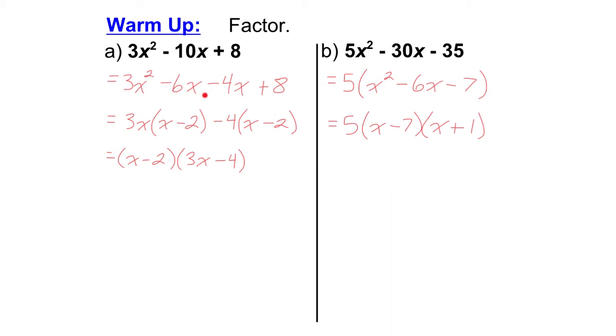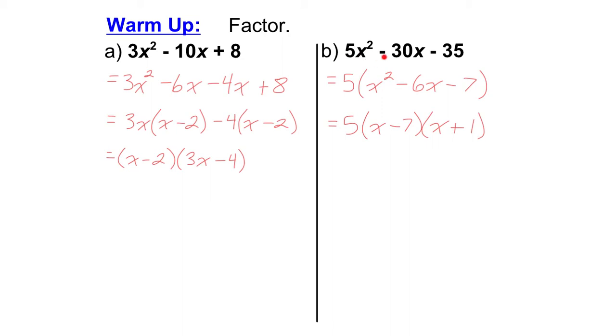Then factor by grouping. First two terms, greatest common factor is 3x. I'm left with x minus 2. Last two terms, the greatest common factor is minus 4. I'm left with x minus 2. X minus 2 is a greatest common factor now. I'm left with 3x minus 4 as my other factor.